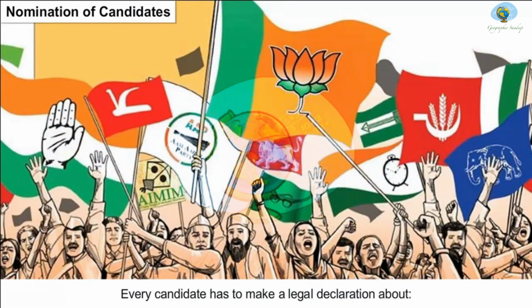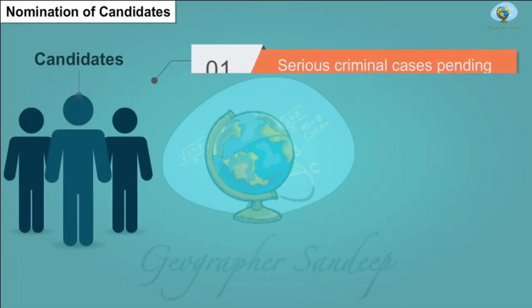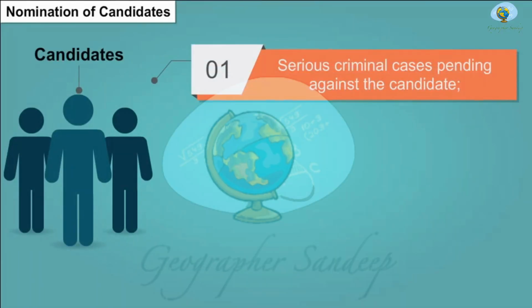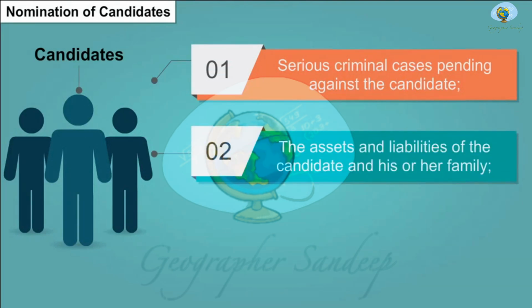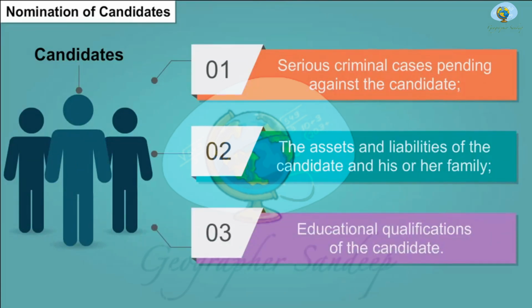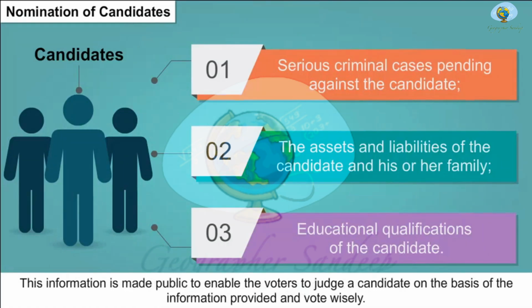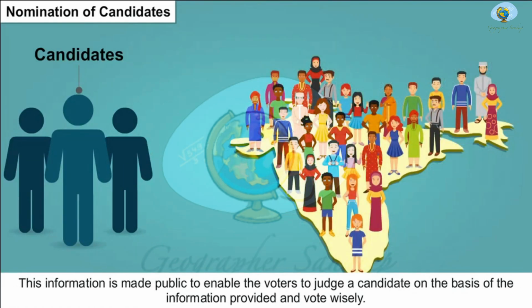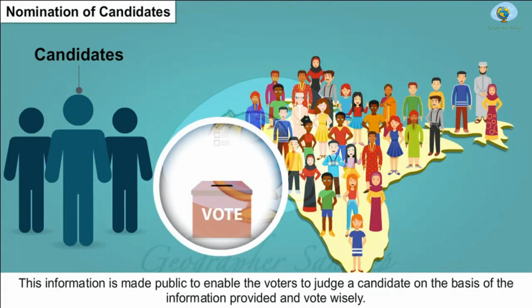Every candidate has to make a legal declaration about: 1. serious criminal cases pending against the candidate. 2. The assets and liabilities of the candidate and his or her family. 3. Educational qualifications of the candidate. This information is made public to enable the voters to judge a candidate on the basis of the information provided and vote wisely.